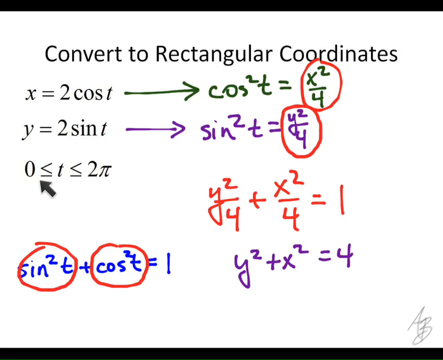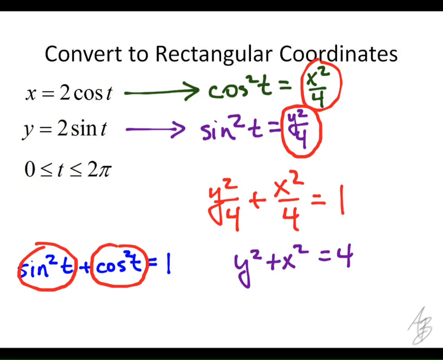As far as the values of t are concerned, we can check this. If we start at 0, we're going to start at 2 comma 0. And then if we go to 2 pi, we're going to get back to 2 comma 0. So this interval right here is going to make one loop of a circle. If we went from 0 to pi, what would that look like? Half a circle, because it's half a period, right?